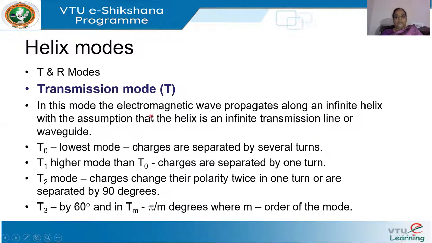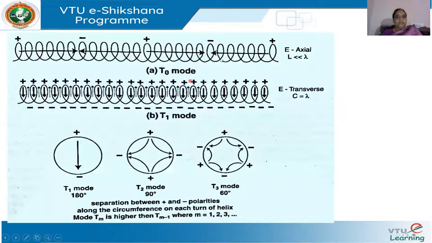Often you're assuming that the helix is infinite, and this EM wave is propagating in this infinite helix. So which are the modes that we have? One is the T0, the lowest mode. The charges are separated by several turns. So this is your T0 mode.